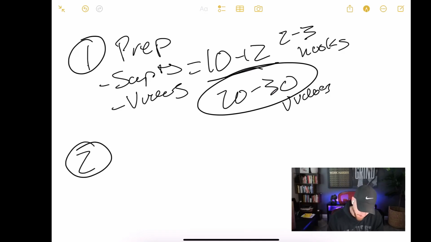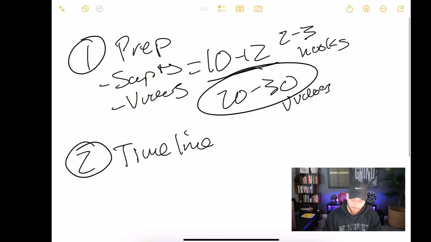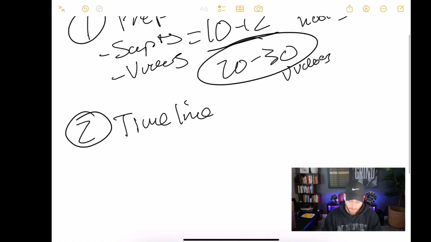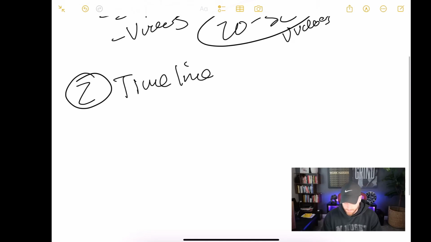Now, the second thing that we want to look for is our timeline. So timeline basically just means how far out do we need to start advertising, right? One of the issues with people is that they don't realize that the 70 or 80K needs to be spent in a short window, but it also can't be spent too long because people won't show up. So it can't be spent too short, it can't be spent too long, right?